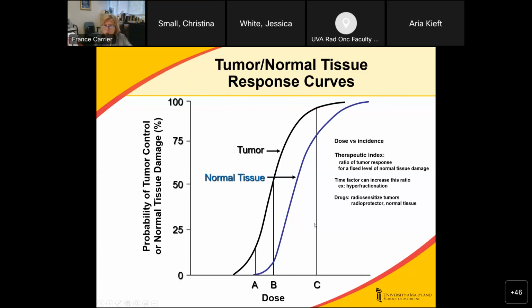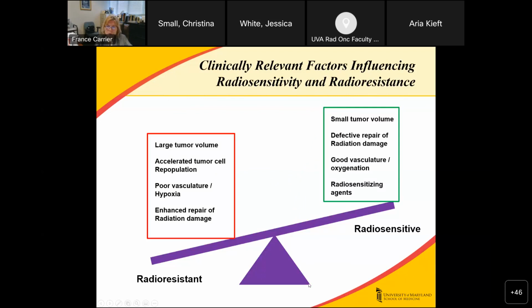We can also use drugs that increase the sensitivity of the tumor, moving this curve to the left, or that can protect the normal tissue. We'll talk about radioprotectors that move this curve to the right. Essentially, this is a balance between radioresistance and radiosensitivity of tumor and normal tissue. What are the factors that can affect that? If a tumor is very large, it's going to be more radioresistant. One of the reasons is that you get repopulation between the different fractions of radiation sometimes, and then you get accelerated tumor cells that contribute to radioresistance.